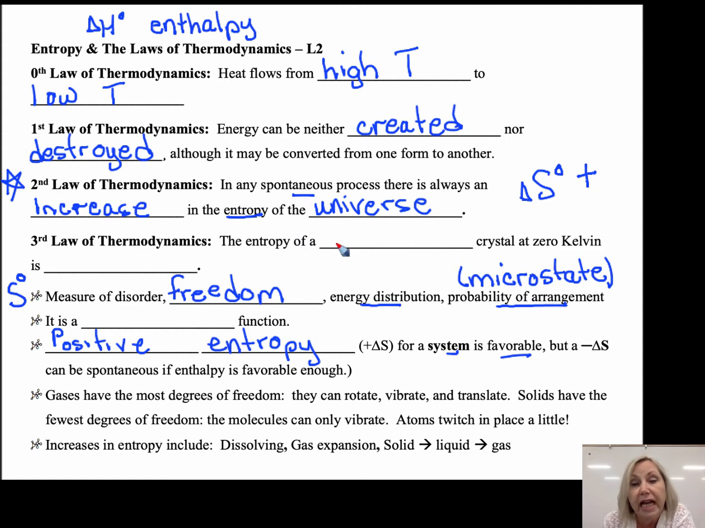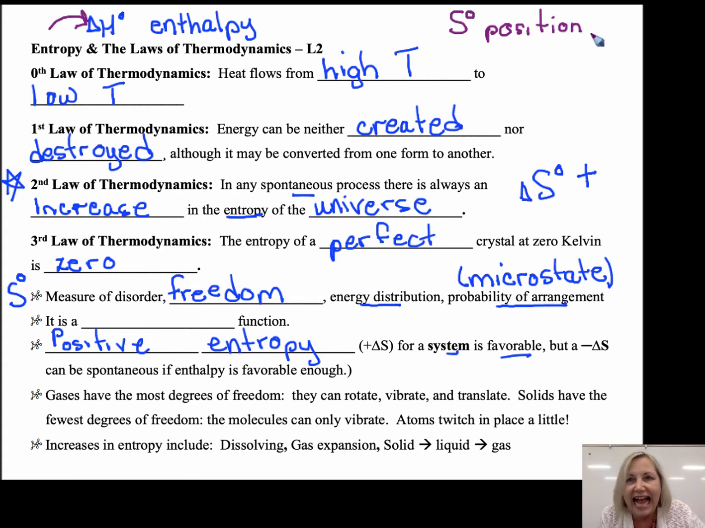Okay, now the entropy of a perfect crystal at 0 Kelvin is 0. Now, this is an interesting concept. For enthalpy, you may or may not have noticed, we always had a delta in front of it. It is possible for entropy to not have a change. In other words, a system has a positional entropy as it is sitting at that state. It doesn't have to be a change to be measurable. Each system has its own positional entropy.